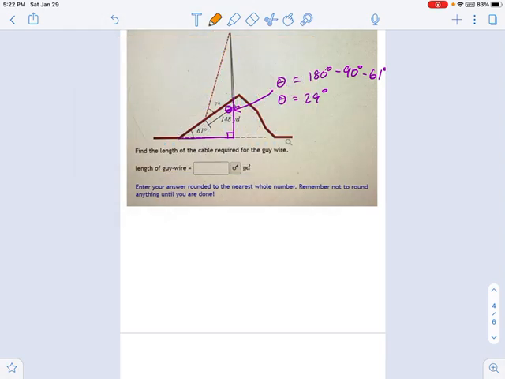Now take another look at this. If I label this thing right here phi, how do we find phi? Well, it's supplementary to theta. Okay, it's on the other side, and the two of them added together have to be equal to 180, right? Because it's a straight line. So what do we get? We do phi equals 180 minus theta. So 180 minus 29 degrees equals 151 degrees.